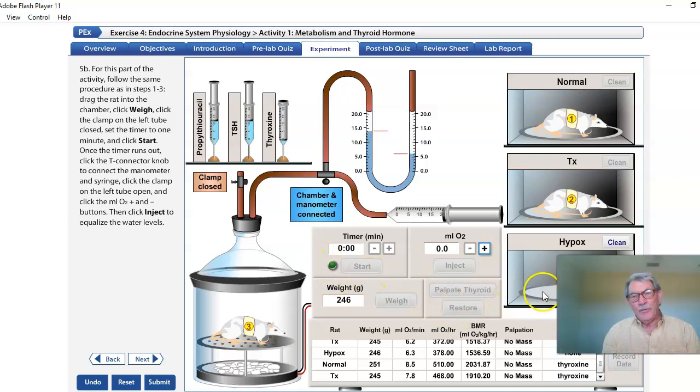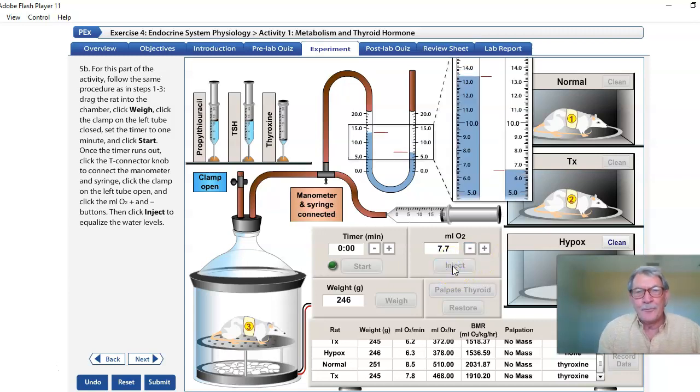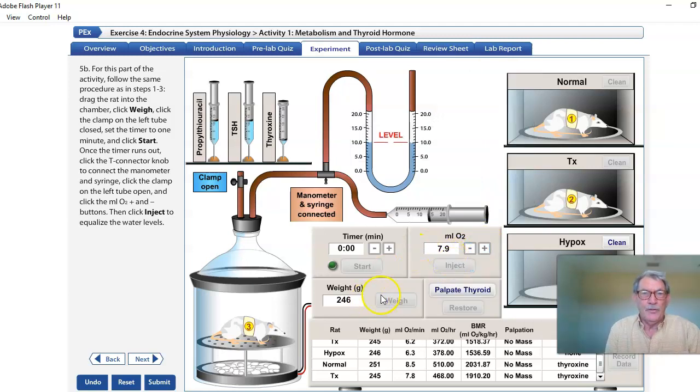Okay. Now, what's going to happen with this guy? He should also be a little hyperthyroid. He doesn't have a pituitary, so he didn't have much thyroid hormone to start with, so he shouldn't be too different from that thyroidectomized rat. Let's go up here somewhere, 7.7. Let's try that. At least he had a thyroid gland to begin with. Just was missing his pituitary. There we go, 7.9.